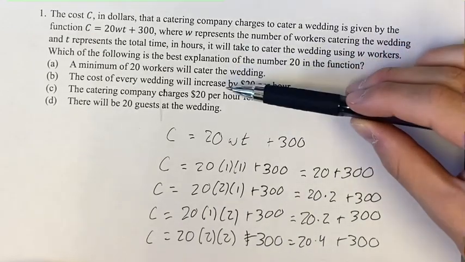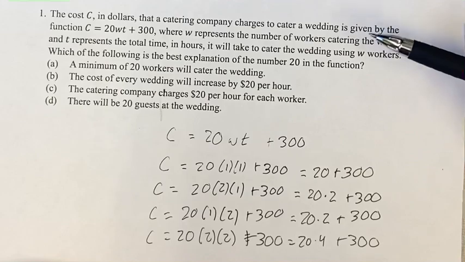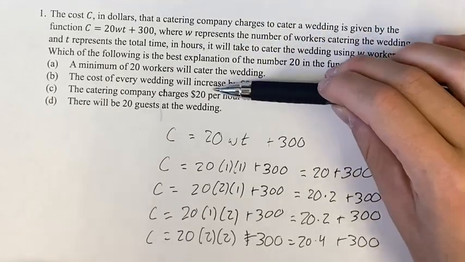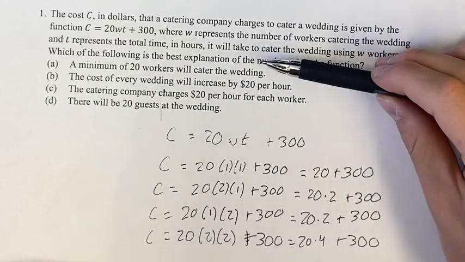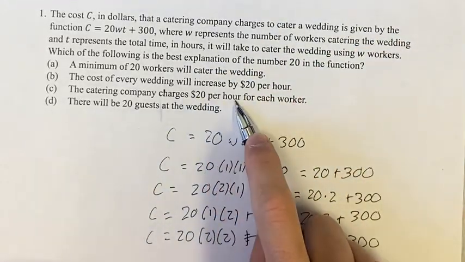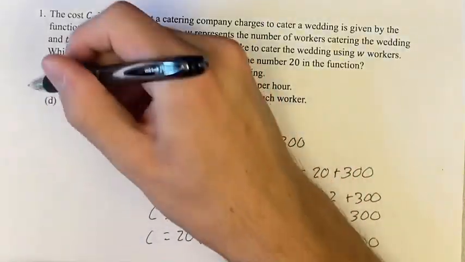So what does the number 20 mean in this function? It means for every worker, every hour, it costs $20. Not just one or not just the other, but both. $20 per hour for each worker. C is going to be your final answer.